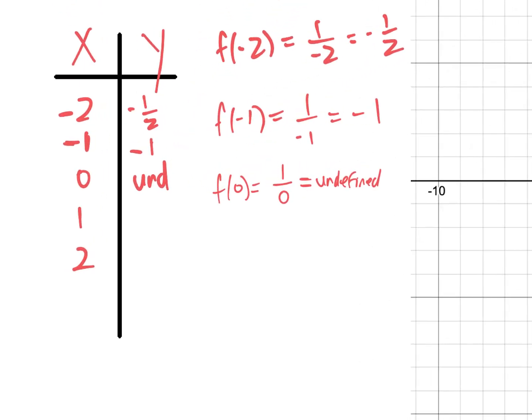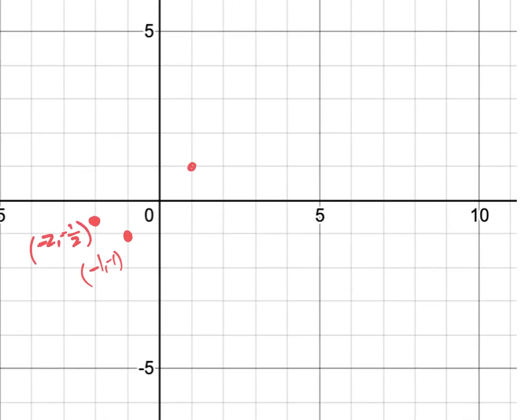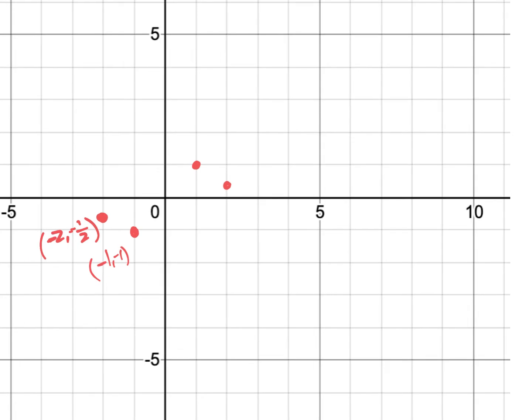So let's keep going. Let's see the formation of this graph. So I'm going to graph f(1), which is 1 over 1, or just 1. And then finally f(2), which is 1 over 2, or just 1/2. Okay, so let's graph these 2 points, (1, 1) and then (2, 1/2). And as we take bigger and bigger values for x, or more negative values for x, the points on this curve get really close to this x-axis.